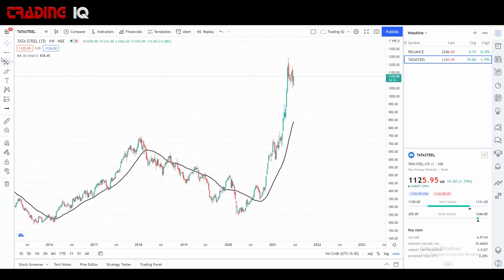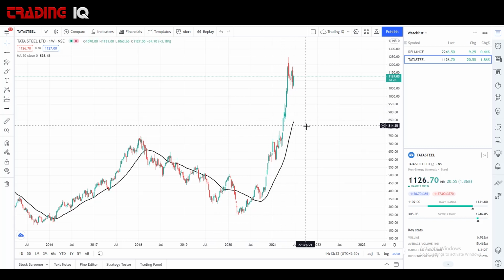So what is this moving average? This is the 30-week moving average. You have to consider this as a Lakshman Rekha, right? So you have to adhere to this moving average religiously. You have to follow this moving average religiously. Now I'll tell you about its features later, but let's first understand what a moving average is.